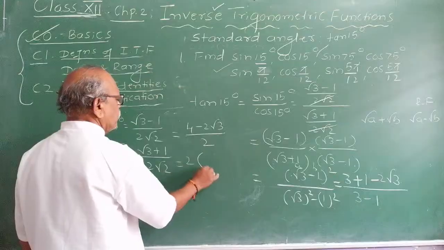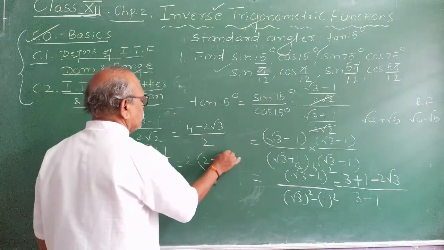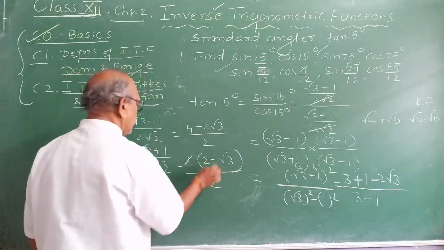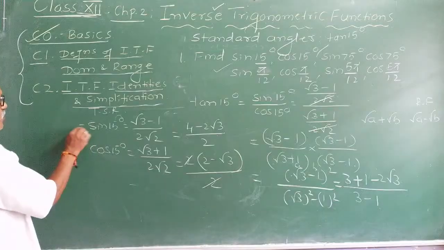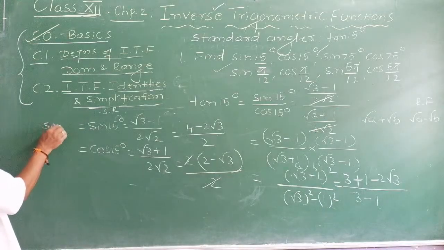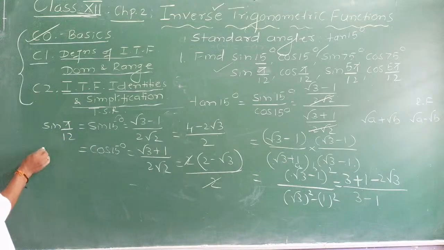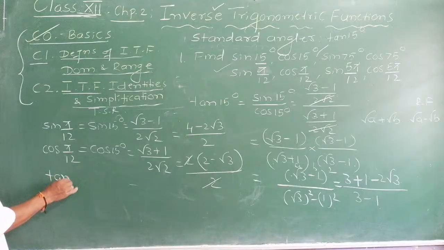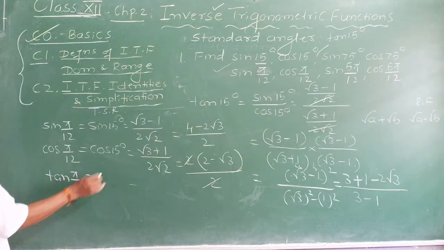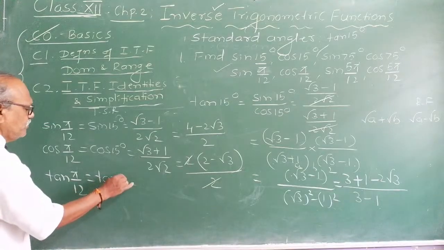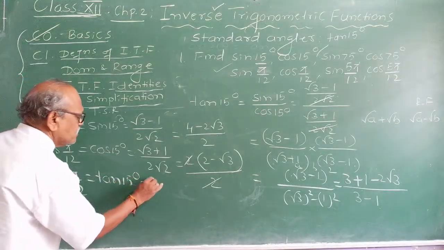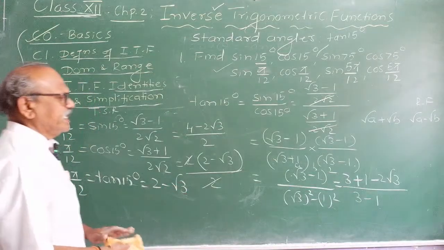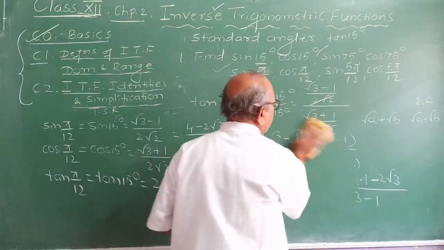Take common in it. 2 is common. You are left with the 2 minus root 3 upon 2. 2 cancels. You are left with the 2 minus root 3. Therefore, sin pi by 12 we got here. Cos pi by 12 you got here. Similarly, tan pi by 12 you got here. That is tan 15 degree, which is simply 2 minus root 3. Remember, once you get a tan, you can easily get a cot using trigonometric identities.